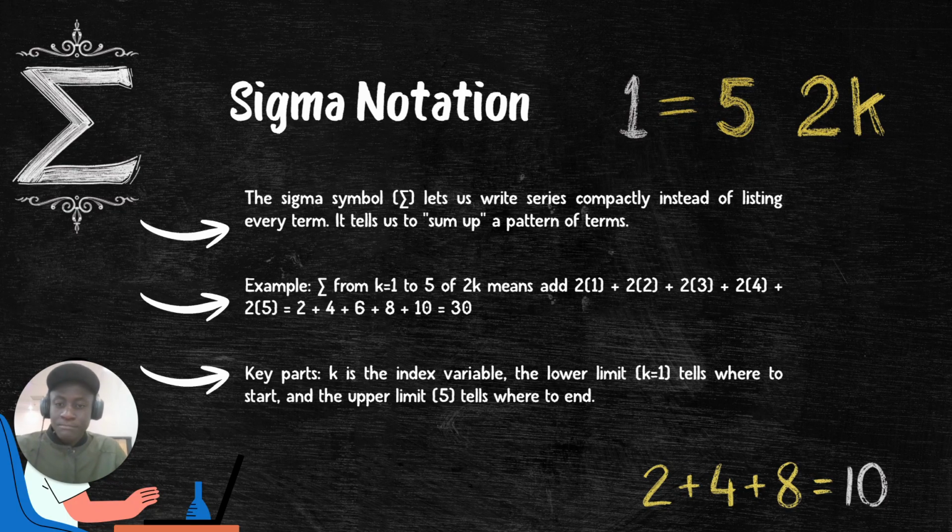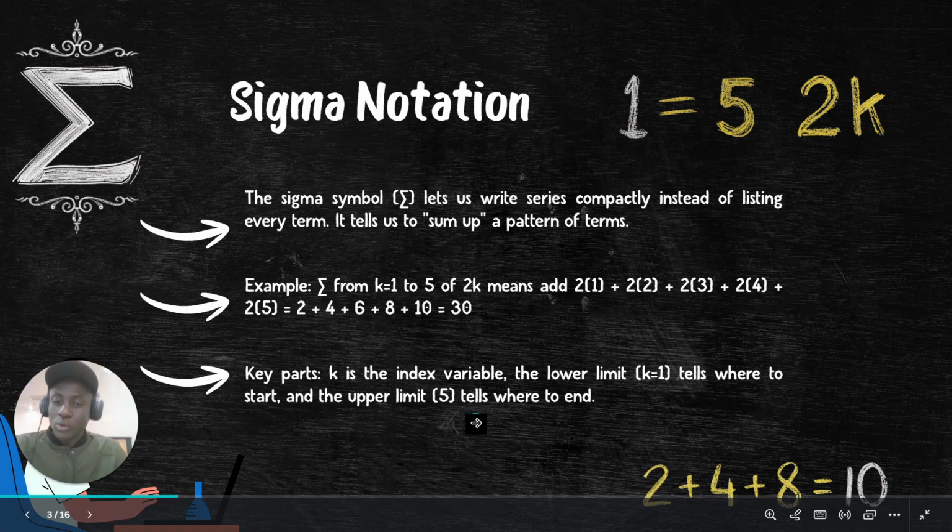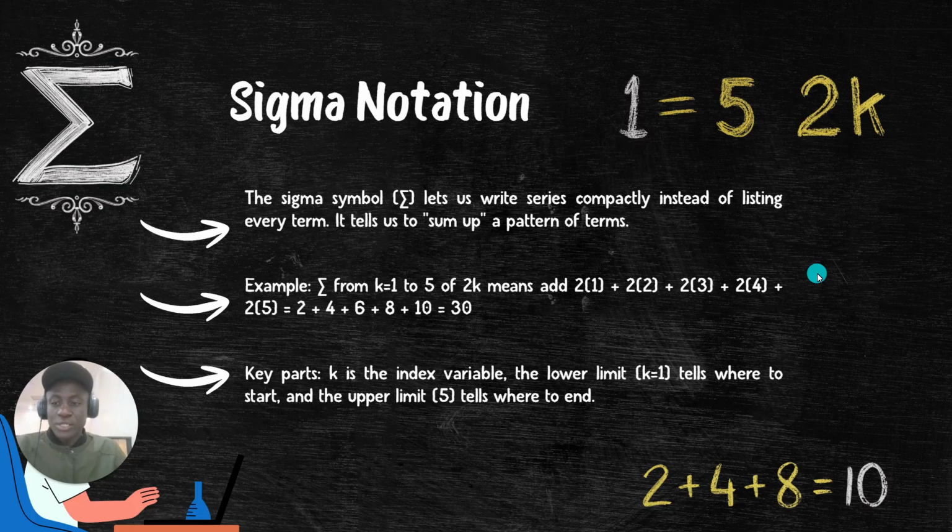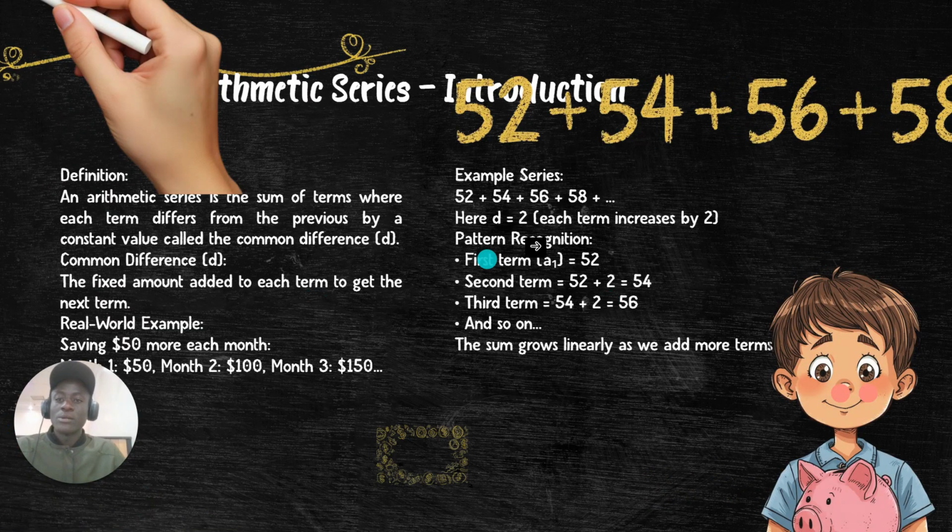In this case, our upper limit, the last term, was 5, so k equals 5. And you can see here 2 times 5 as well. Let's proceed and see how we can use sigma notation.